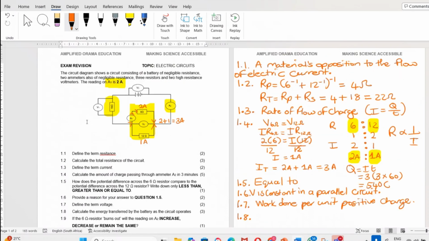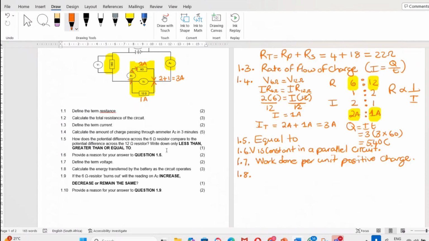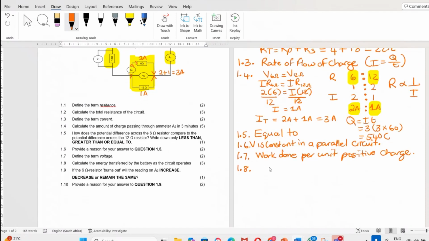So to do that, let us see, did they give us the voltage over the battery? No, they didn't. We would actually have to find the voltage of V3 first. Remember, we already have the total current in the circuit and the total resistance. So V load, or VT or V3, remember V3 is over the battery, is equal to IR. The total current is 3 and the total resistance is 22. So the total voltage is 66 volts.